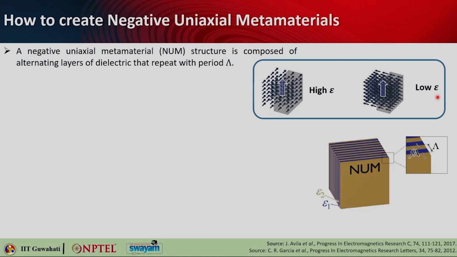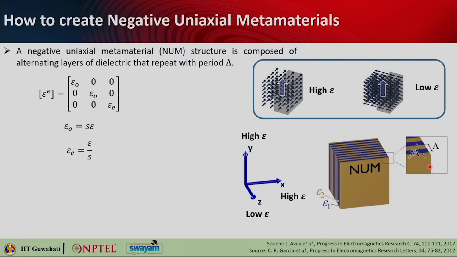Okay. Using this you can actually think of designing a negative uniaxial metamaterial, okay, and we have seen that a negative uniaxial metamaterial basically comprises alternating layers of dielectric, so like epsilon 1, epsilon 2 repeated. This is the period capital lambda, and the fraction of one material is f. So, you can say the length of one layer is f lambda, the other one will be 1 minus f lambda. Okay.